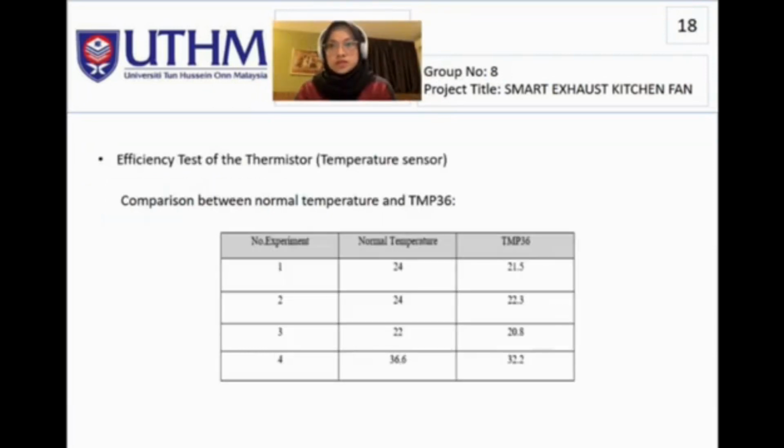Next, for the efficiency test of the thermistor or temperature sensor, the table shows the comparison between normal temperature and TMP36. The readings and comparison in the table show that the difference is quite noticeable. However, the percentage of error found is not on a large scale, which causes TMP36 to still be relevant as the main trigger of the project. Furthermore, the readings at normal temperature and TMP36 are not much different, and the calibration used also plays a role for the temperature sensor because it varies quite a bit.